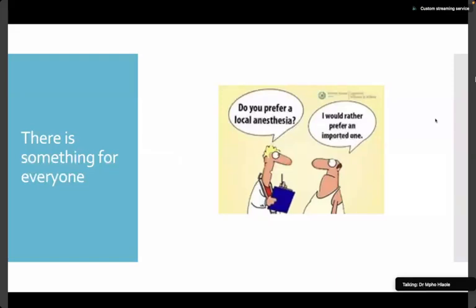Okay, so there's something for everyone. Do you prefer local anesthesia? Some people say I'd rather prefer an imported one.